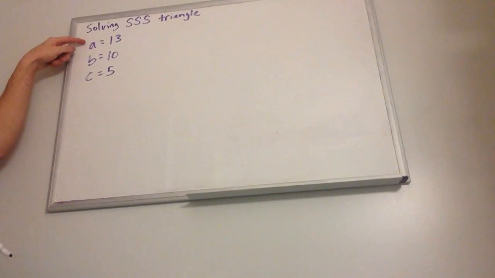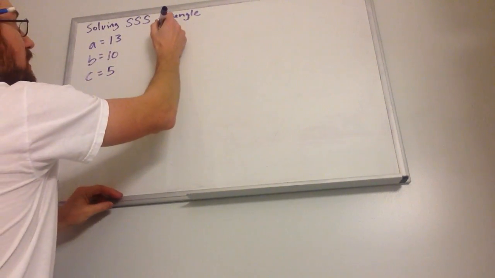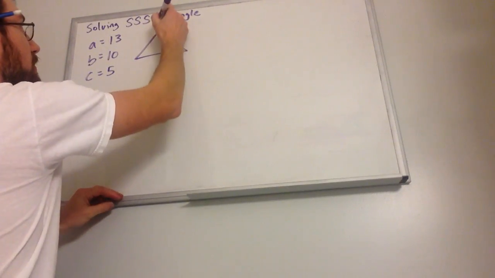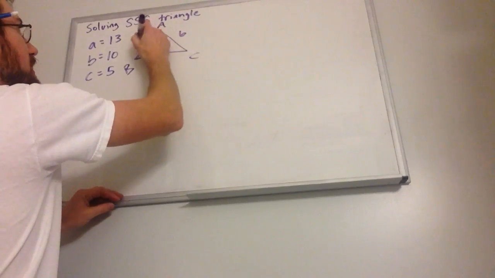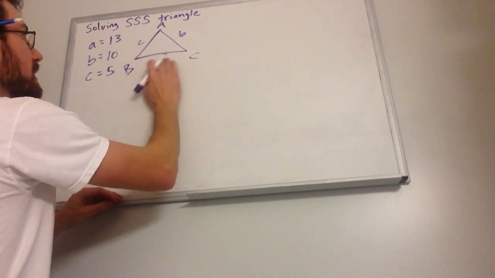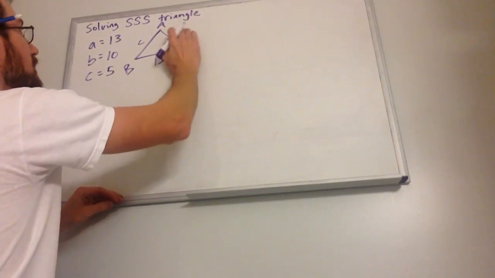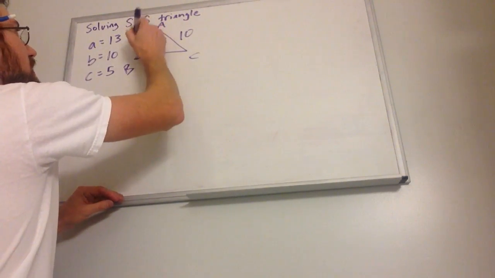I've got my sides are 13, 10, and 5. And so I might want to start this setting up a triangle, A, B, C, little a, little b, little c, and plugging in the information that I have. So A is 13, B is 10, and C is 5.